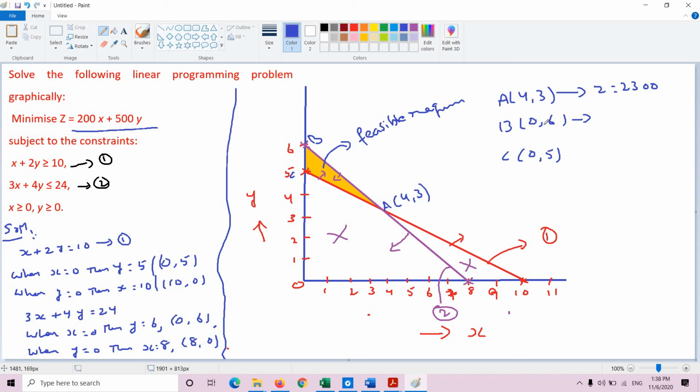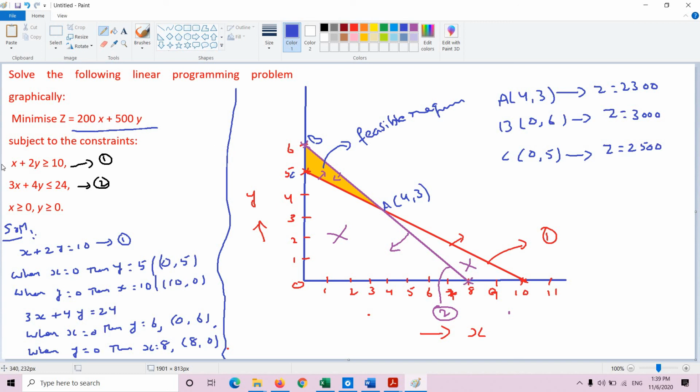Now for B, y equal to 6 and x equal to 0. 200 times 0 is 0, and 500 times 6 is 3000. This is 3000. Now for C, 0 times 200 is 0, and 500 times 5 is 2500, which is 2500.